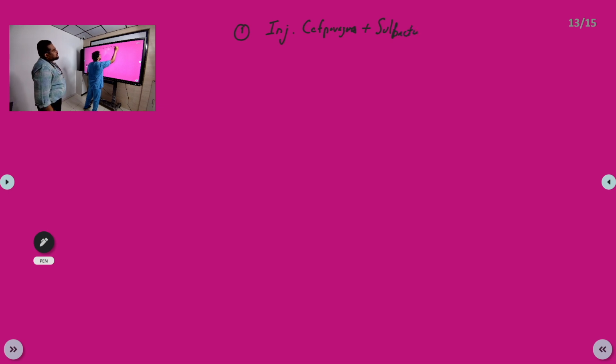Sulbactam dose: 2 grams stat you have given, and you can continue on a BD dose or an OD dose depending upon the renal clearance. All those things you can decide further. So it is to be given after test dose.